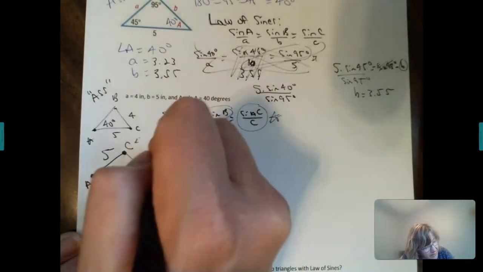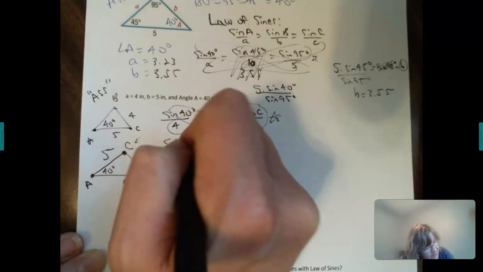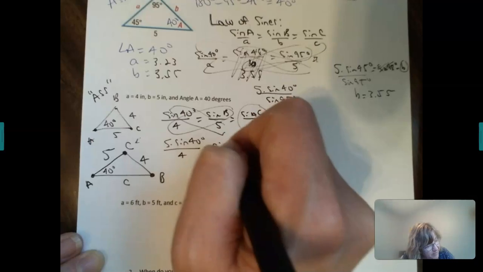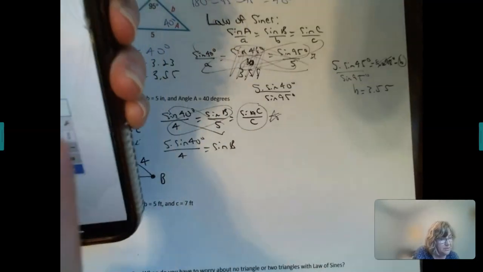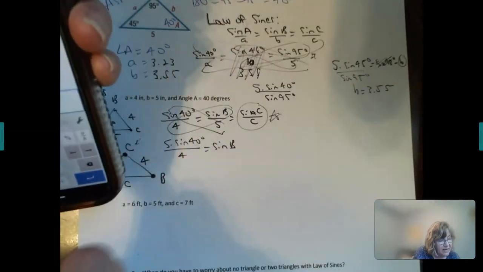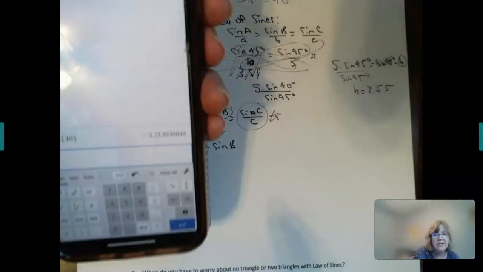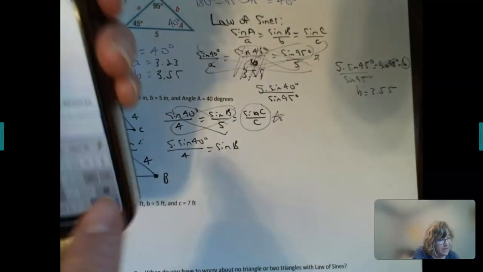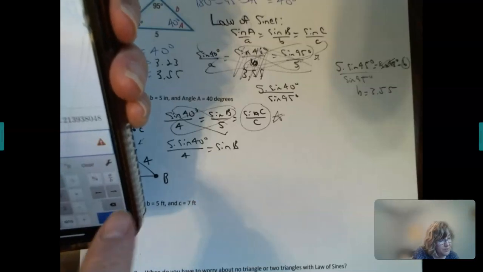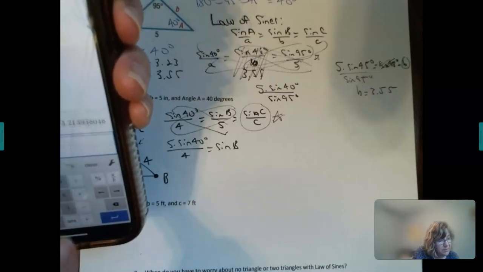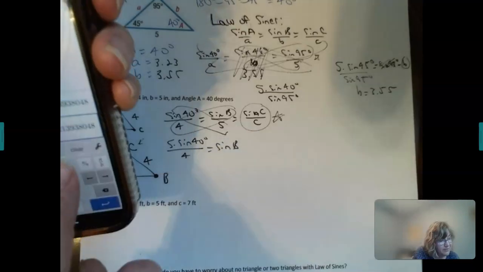Again, 5 times the sine of 40 and divide by 4. Now notice this equals sine of B. It doesn't equal your answer. So on the calculator, what I would do is take 5 times the sine of 40. And again, I would hit enter just to be safe. Then I would divide by 4. It helps if you go second answer, or answer in this case, divided by 4.